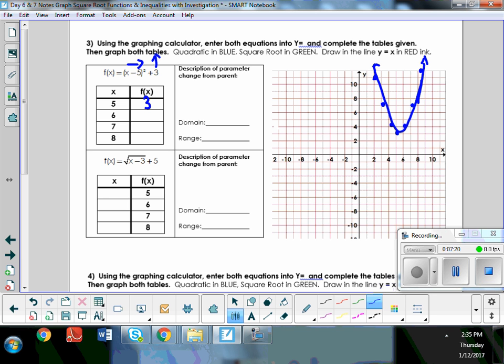What's y when x is 6? 4. Y'all tell me the rest. What's 7? Perfect. Okay, when they ask you to describe the parameter changes from the parent, they're just asking you to write right 5 and up 3. My domain. Is my domain going to change from the parent function that we talked about? No, it's still going up, and ever so slightly, it's going to the left and right, so it's still going to be all real numbers. How about my range? Did my range change from 0? Yes. Where's the bottom now? 3.